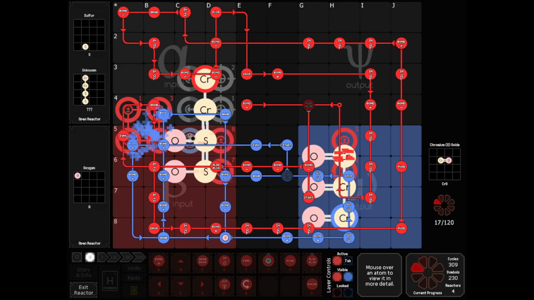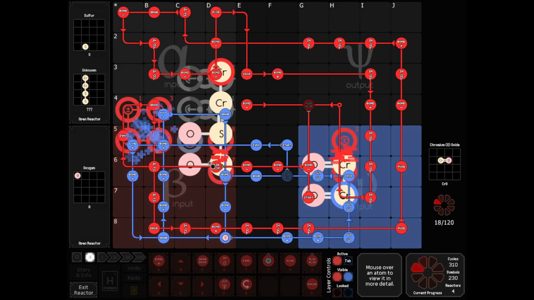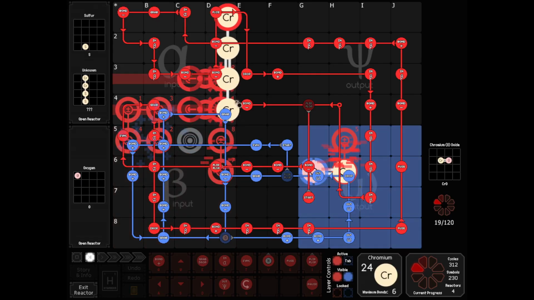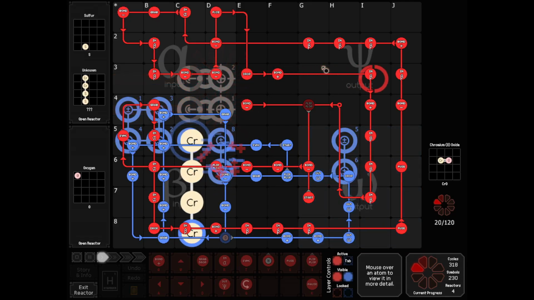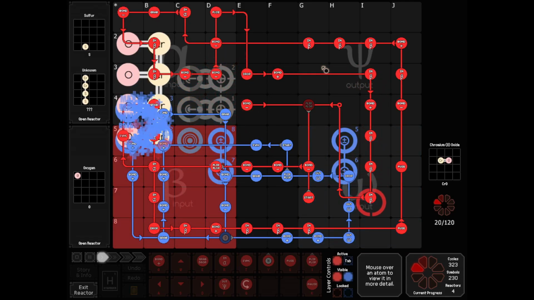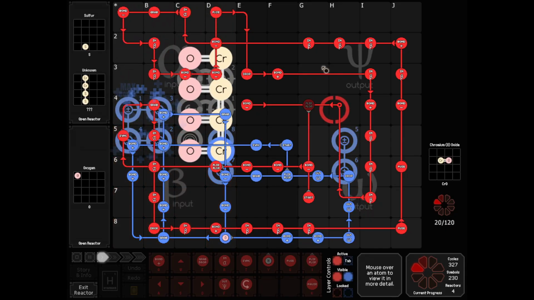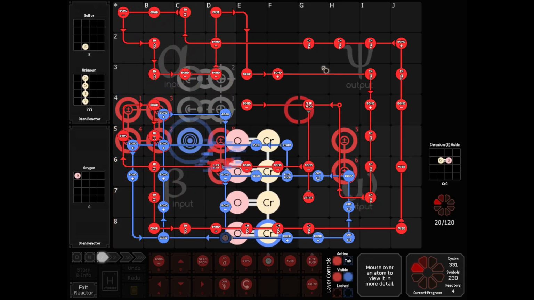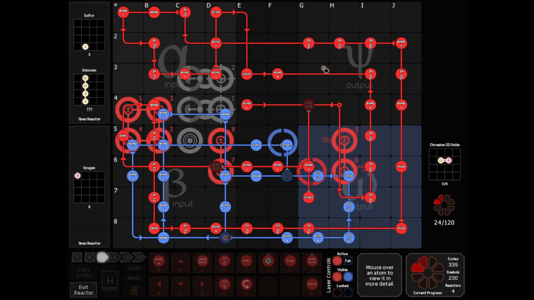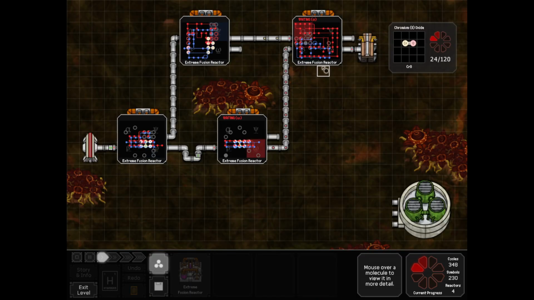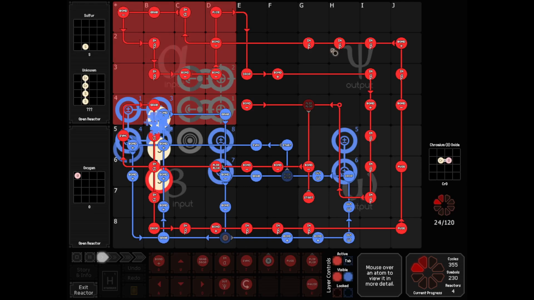So blue is outputting now. Red already attached the oxygen, and then it fuses into chromium. Yep. And then it basically does the second half of that loop one more time. But because we already have some chromium from the previous reactor, we don't need to fuse extra times. Yeah, that's about it.